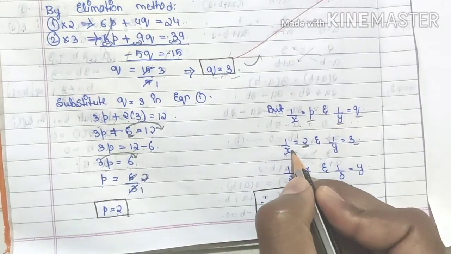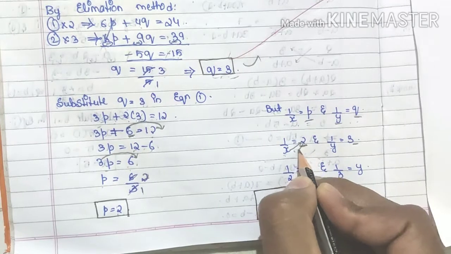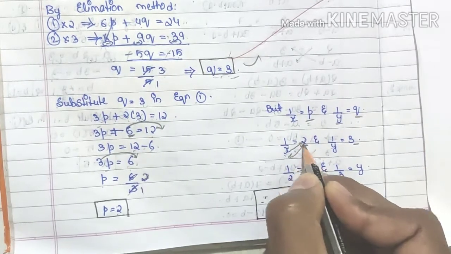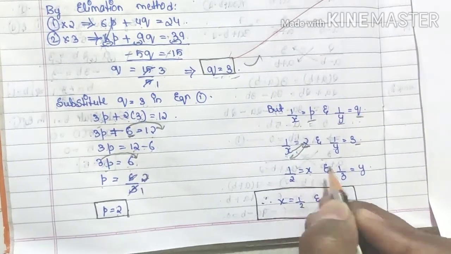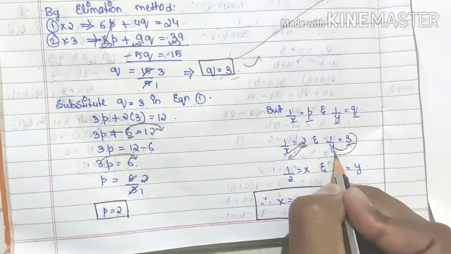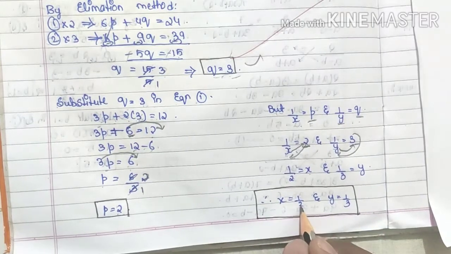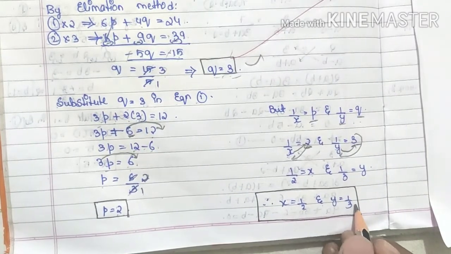Now what you need to do? Just transpose this x here, and 2 will be transposed here. So x is equal to 1 by 2. 1 by 2 equal to x. Same way, this y will come here. 3 will come here. 1 by 3 equal to y. So finally you can conclude x is equal to 1 by 2 and y is equal to 1 by 3.